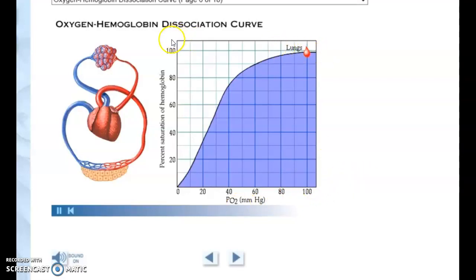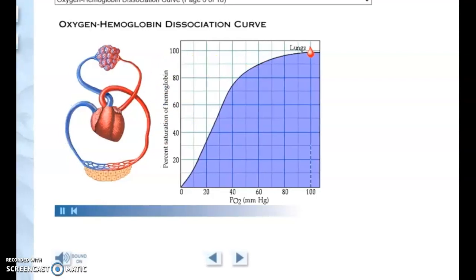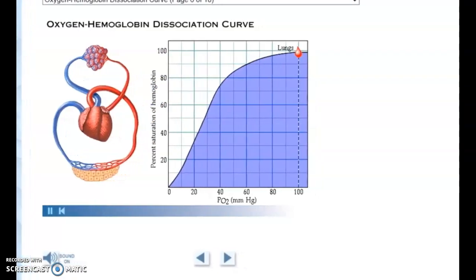Therefore, the blood, once it goes to the lungs, has a very high saturation. In other words, how much oxygen is binding to that hemoglobin. The partial pressure of oxygen is approximately 100 millimeters of mercury. It can be 100 or up to 104 in the lungs. Now, that would be if we were at sea level.